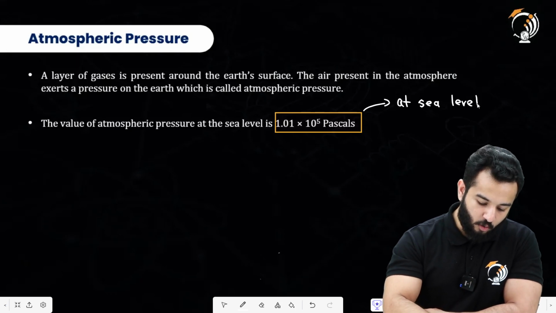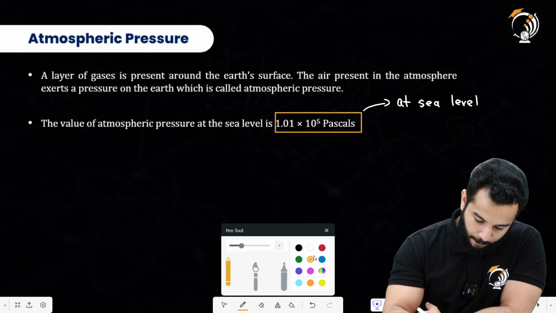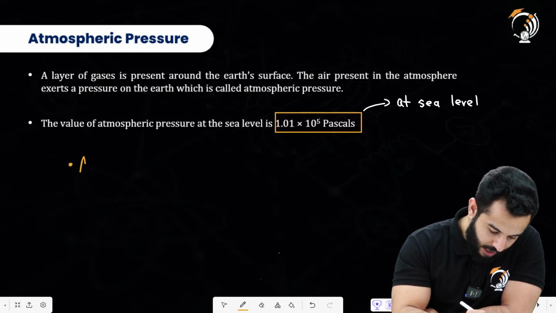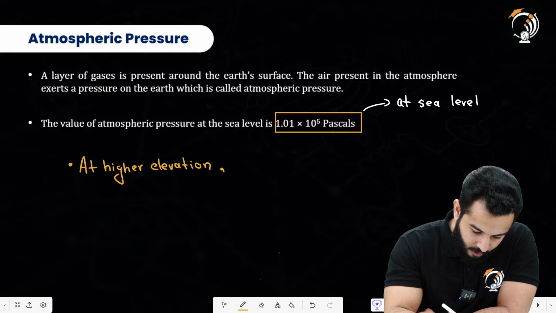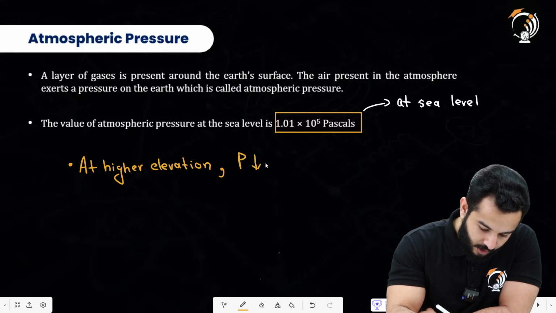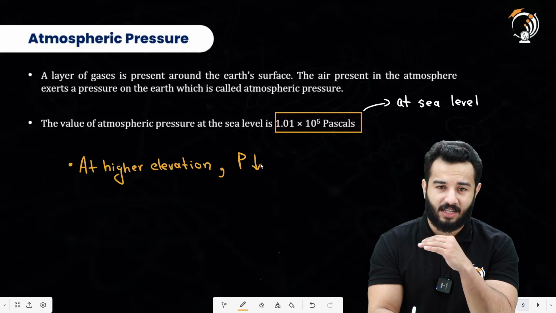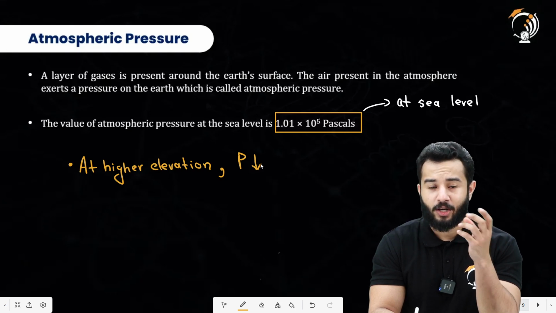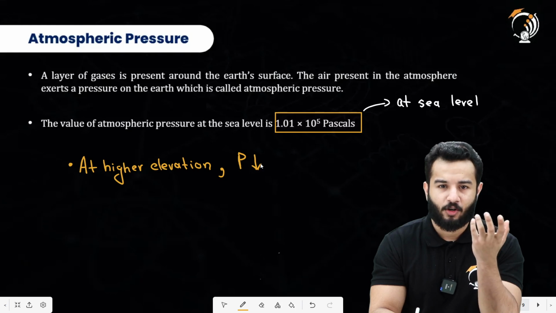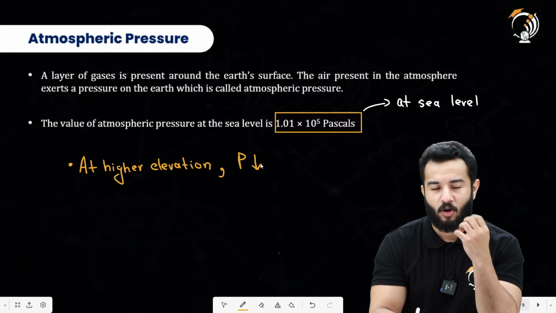If you go to places which are at higher elevation, pressure decreases. The reason is that as you go up and up, the denser air, or the denser gases, are closer to the ground, right? So as you go up, let's suppose you are going for mountain trekking, you might have observed that you face a lot of difficulty in breathing because oxygen is less.